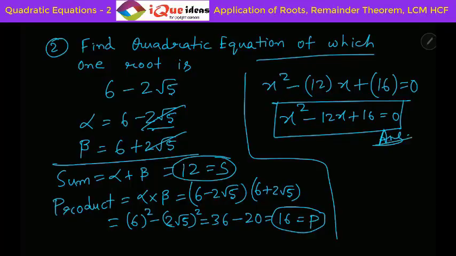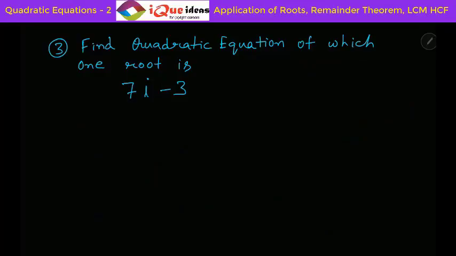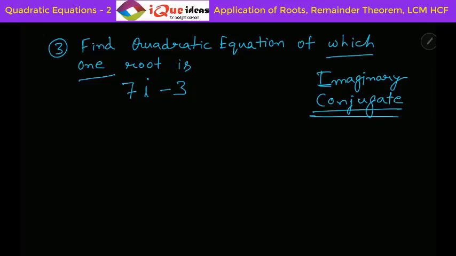Okay, now let's take up the next question, which is based on imaginary roots, all right? It says find the quadratic equation of which one root is 7i minus 3. Now 7i minus 3 is an imaginary root, right? So that means we know that imaginary roots are also conjugate. And how do we find the conjugate? Just change the sign of the imaginary part. Here if I take one root as 7i minus 3, the other root, let's say beta, will be equal to, we have to change the sign of the imaginary part.